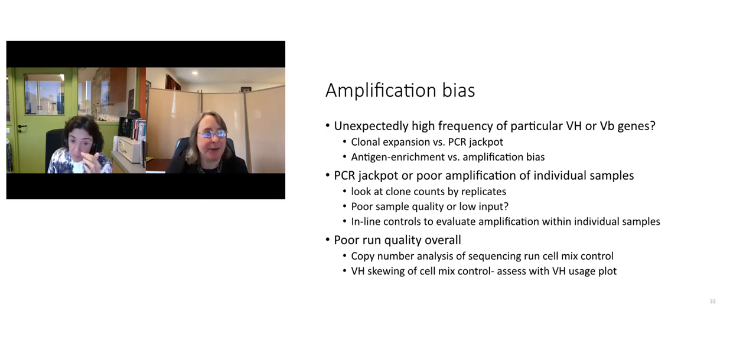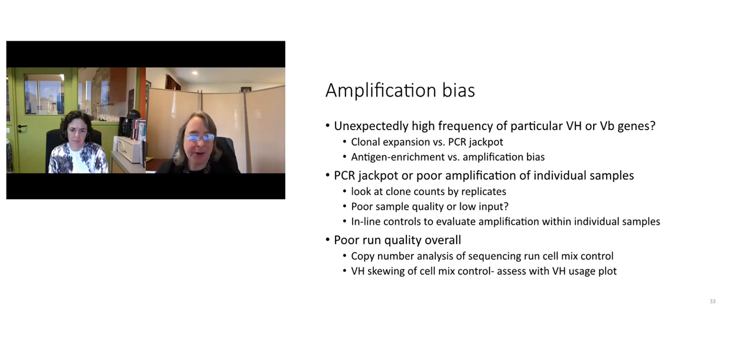Another major error that can occur in sequencing of immune repertoires is biased amplification. This is particularly true with PCR-based methods where you're using cocktails of primers. So what does that look like when you look at the data? You can have unexpectedly high frequencies of a particular VH or V beta. This can occur either due to bona fide clonal expansion, or be a PCR jackpot. You can have antigen enrichment if you have V gene skewing, but this could also reflect some form of amplification bias. So how do you deal with this? How do you figure out which thing is going on?